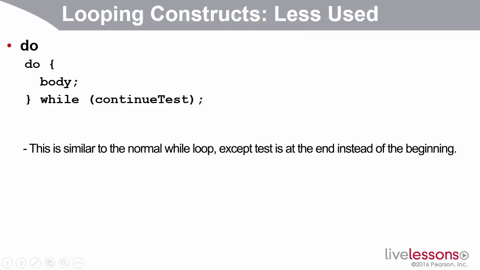Okay, there's also a construct called do, which is just like while, except it does the test at the end instead of the beginning. I almost never use it. If I want to do the test at the end, I just reformat my while statement so I get the same effect. And so this is not commonly used, but you should be aware that it exists. You might see it in someone else's code.